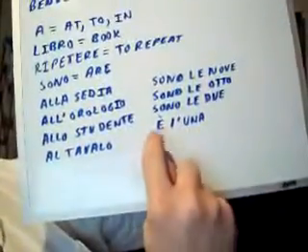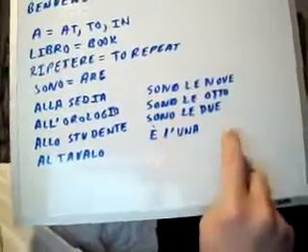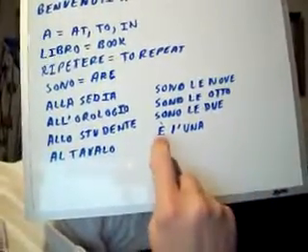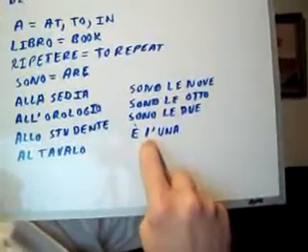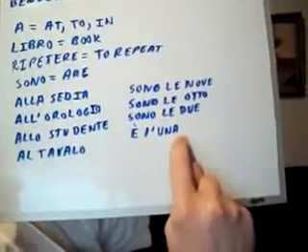Now we have sono le nove. How do you tell time in Italian? Well, if you're saying to somebody it's 1 o'clock, then what you would say is a luna. A luna. Okay? A meaning is, L is your definite article here. This is the, and it is 1 o'clock. So you're saying it is 1 o'clock. It is the 1 o'clock, as you're really saying. Okay?